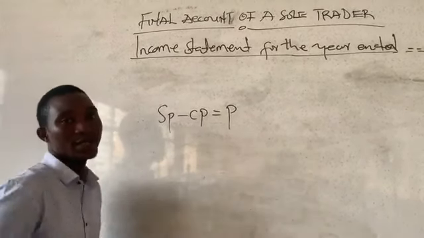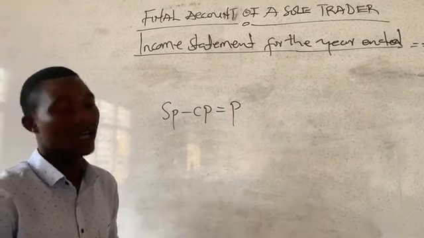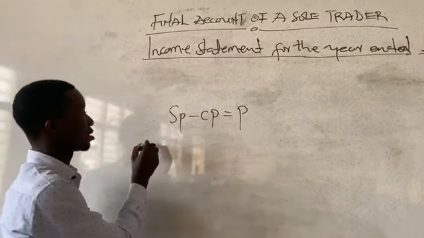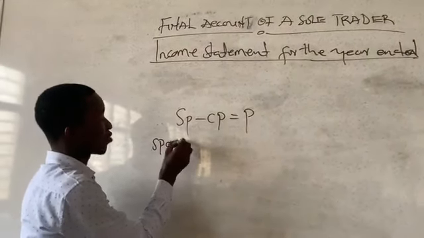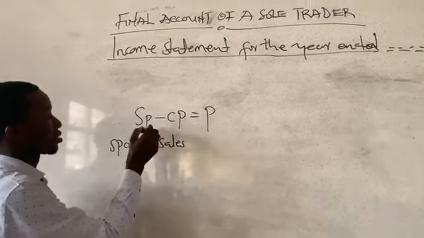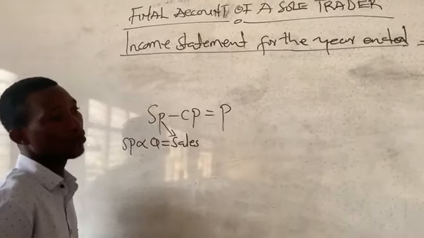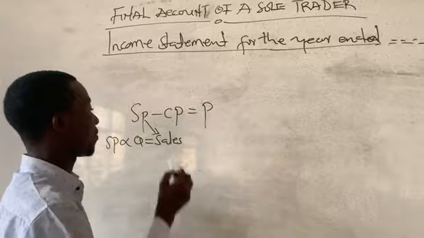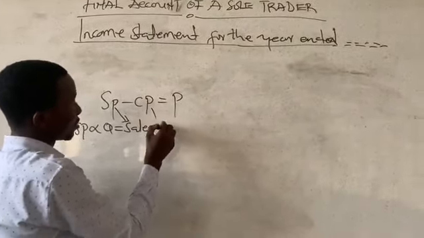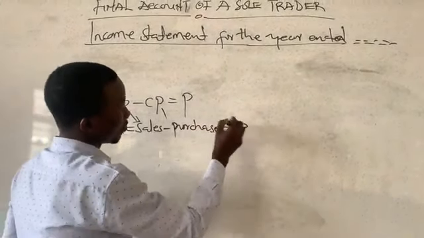But then the selling price here is the price per unit, and the cost price is the cost price per unit. So we wanted to know the total sales. In order to know the total sales, the selling price per unit times the quantity will give us the sales. So we can quickly say that the selling price per unit will become sales, and the cost price per unit will become the purchases figure or the purchases amount. Is that okay? So we can also conclude that sales minus the purchases amount will still give us profit.